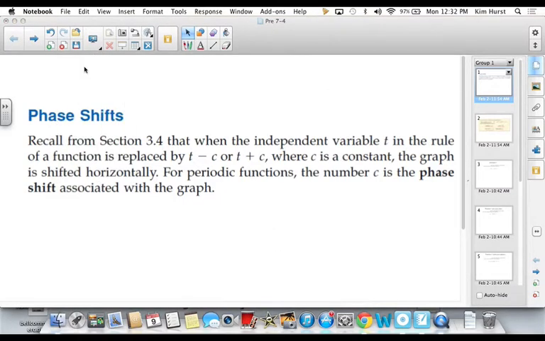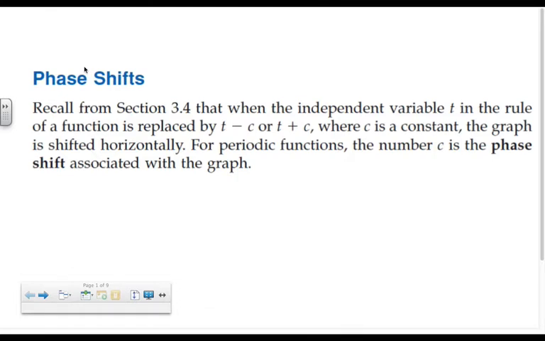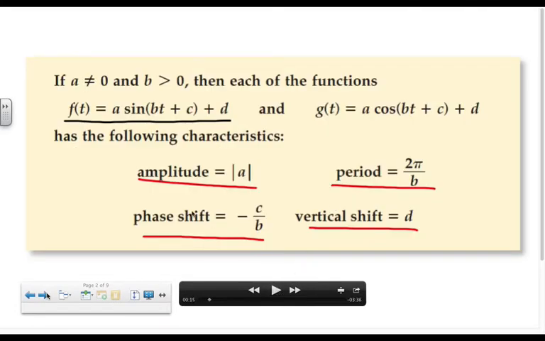We're going to be able to write a whole function, or take a function and graph from it. First of all, phase shifts are actually horizontal shifts. Recall from section 3.4, when we did stuff inside of the function, it was a horizontal shift. When we talk about trig functions, we call it a phase shift. We have 4 things we're going to talk about: amplitude, periods, phase shifts, and vertical shifts.